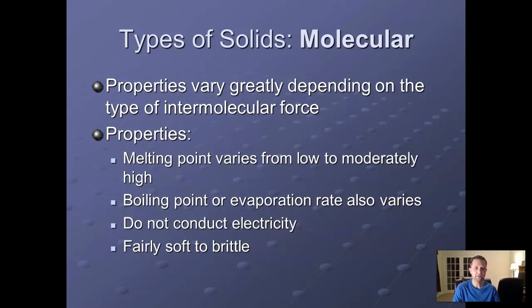The properties vary greatly depending on the type of intermolecular force. So you could have molecular substances that are solids, liquids, or gases. Typically they're liquids or gases though, because we typically have weaker intermolecular forces holding together these types of substances. The melting point varies from low to moderately high. Boiling point and evaporation rate varies. They don't conduct electricity, and they're fairly soft to brittle. Good examples of molecular substances: carbon dioxide, water, a lot of obviously non-metals, a lot of carbon chains, alkanes, things like that. We'll take a look at these as we go throughout the lesson today.